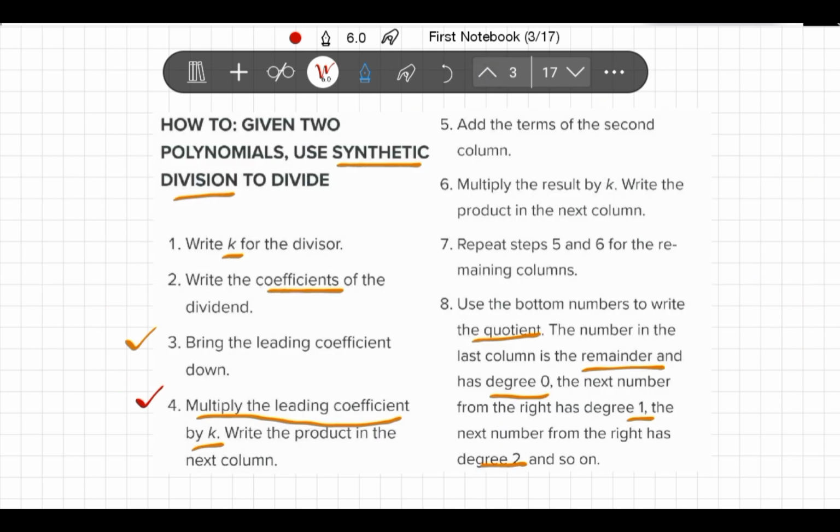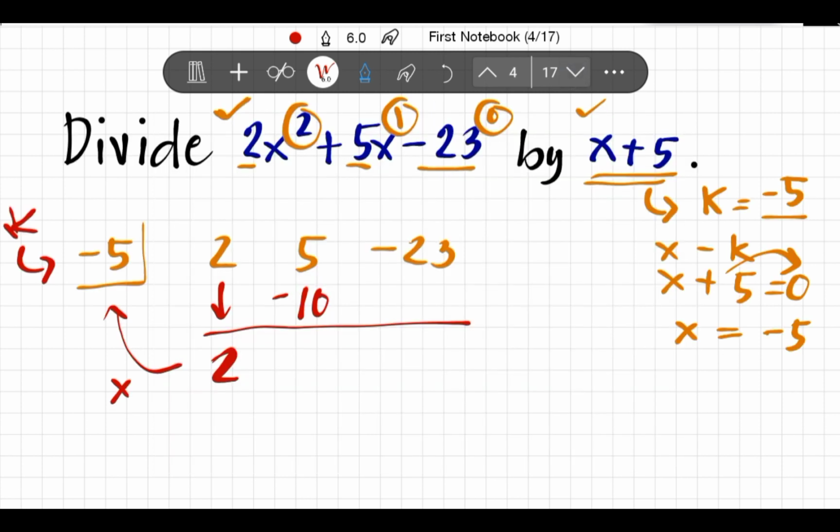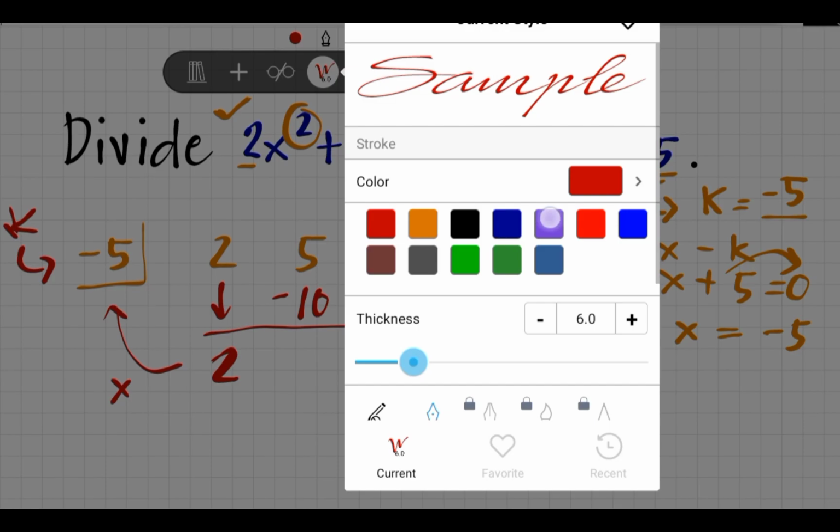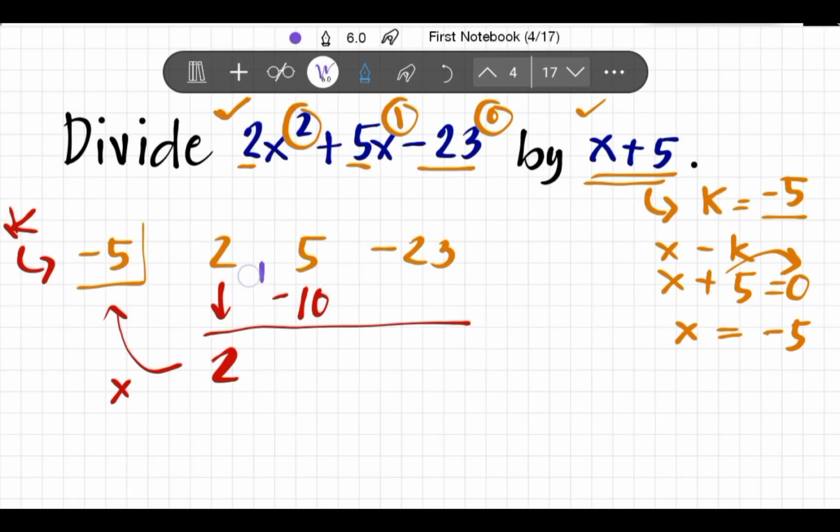So, after that, add the terms of the second column. So, ano yung i-add natin dito? We will add 5 and negative 10. This part, we will add it. So, 5 plus negative 10 is negative 5.